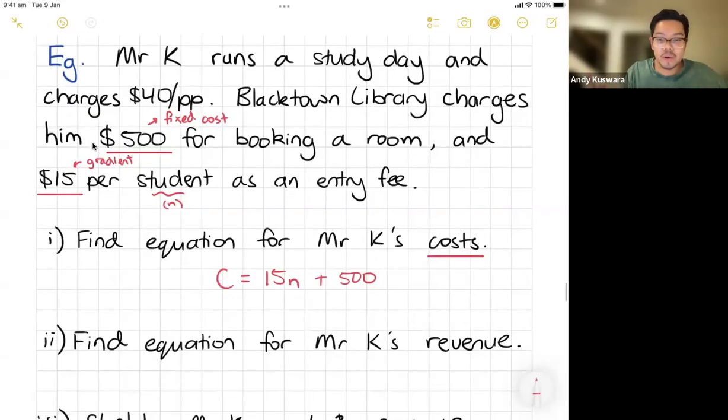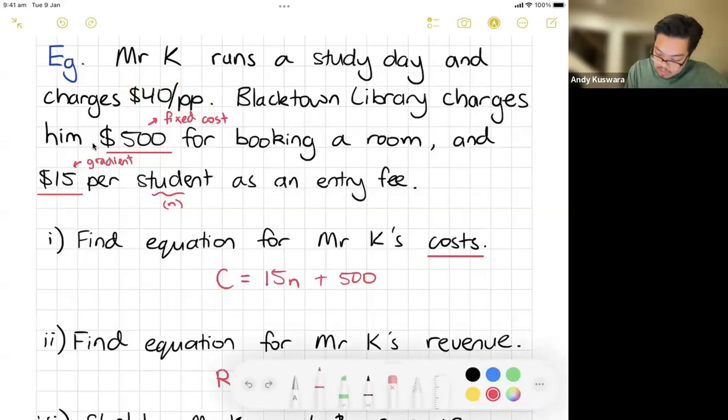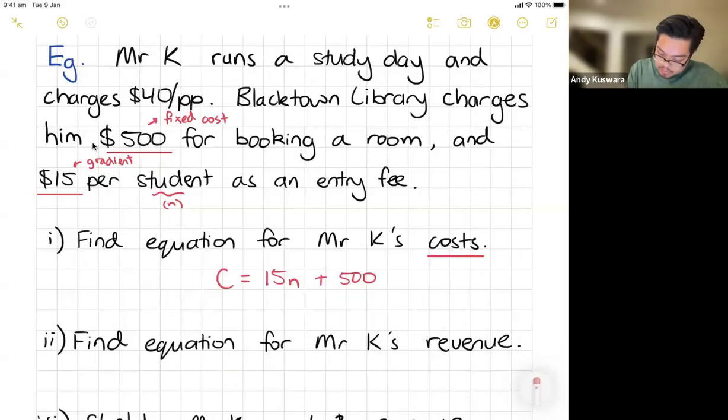Okay, second part, find the equation for Mr. K's revenue. So how much money am I making? Now my revenue is going to be $40. That's how much money's coming in. And maybe I'll do this in blue so I can see money out and money in. Okay, my revenue, how much do I make? There's no upfront cost for this. There's no y-intercept. There's no startup. This one here is just I make $40 per person.